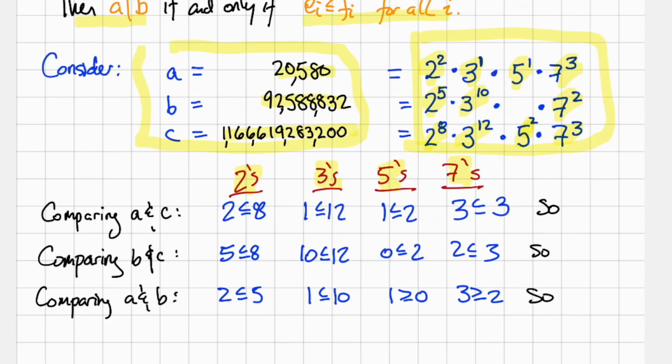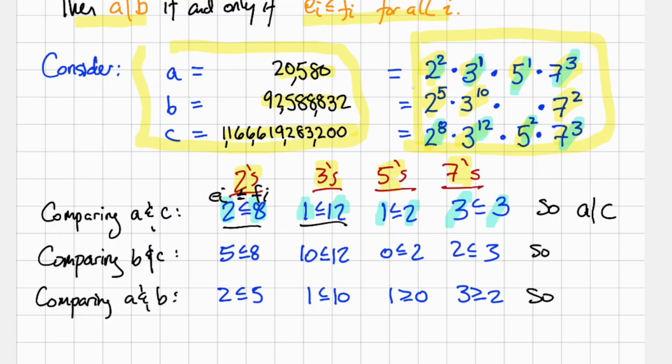If we look at A and C, we see that the exponent of 2 is 2 for A, and for C the exponent of 2 is 8. Similarly, the exponent of 3 is 1 for A, and 2 for C. For 5s, there's a 1 in the exponent of 5 for A, there's a 2 in the exponent of 5 for C, and for the 7s, they both have an exponent of 3. Now, because A and C both satisfy that e sub i is always less than or equal to f sub i for all i, we know that A divides C.